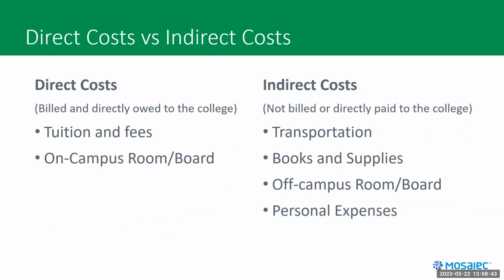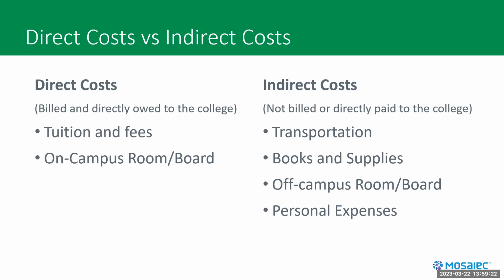Now, we're talking about direct costs versus indirect costs and what those charges may be. Direct costs to the school are things that are billed and directly owed to the college. So as we talked about the cost of attendance and what's all included there, these direct costs would be for tuition and fees. That would always be a direct cost. And then if you are living on campus, then on-campus room and board would also be a direct cost. So if you're going to be living in the dorms, then you know that money will have to be paid directly to the school so that you can pay for your housing for that particular semester or school year.